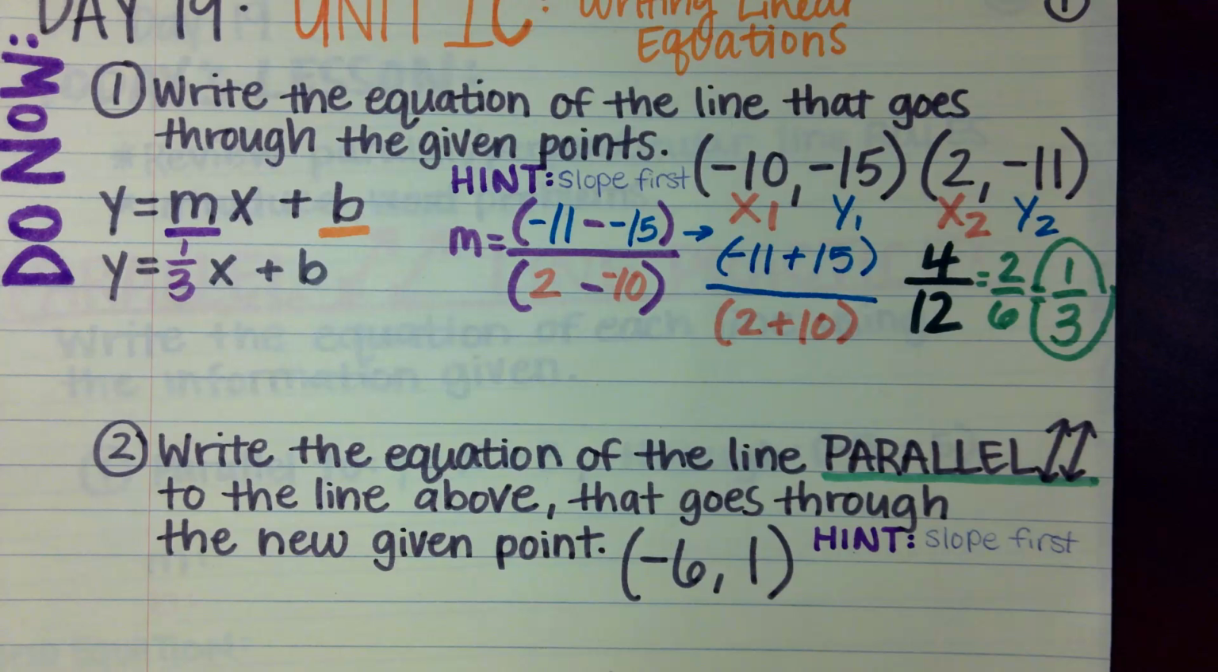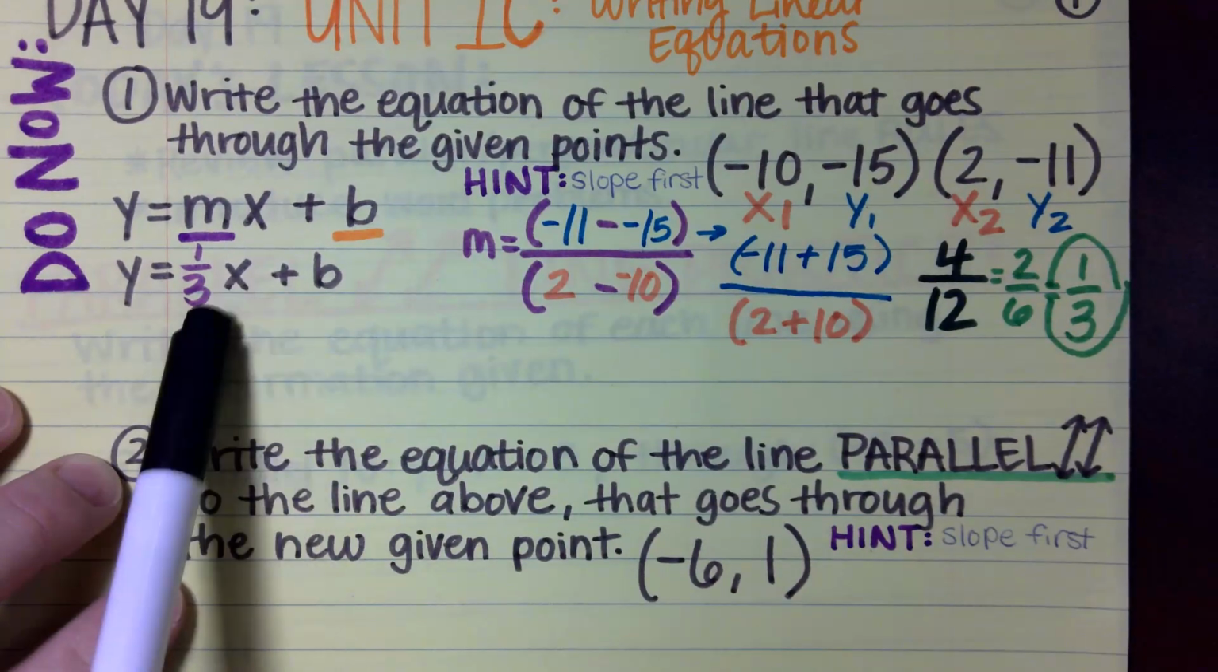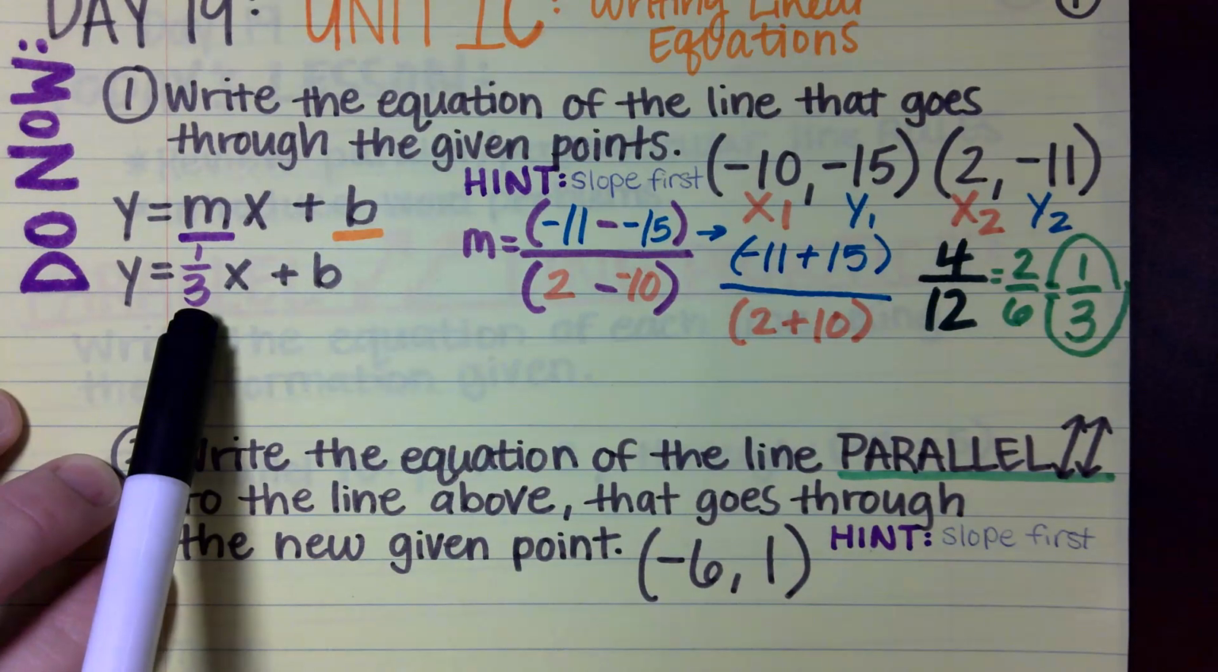So I found my slope. What do I need to find next? B. So how can I find b? With y equals mx plus b. Yeah, we're going to use this formula, y equals mx plus b. We've already got our m, our slope. What do we have that we could plug into here?